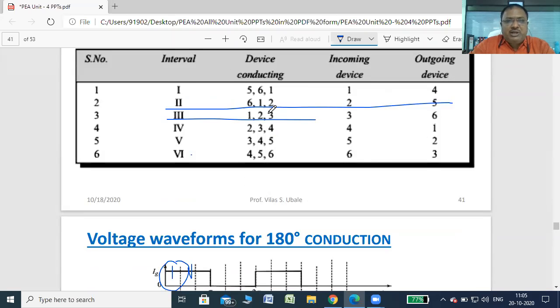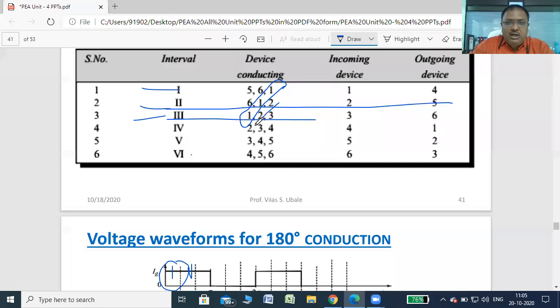So as per the table, 561, then 612, 1, 2, 3. You can check here. Device 1 is on for 180, right? The first interval for 60, second interval for 60, and third interval for 60. So device 1 is on for 180. That's why it is called the 180 conduction mode. So device 1 is on in intervals 1, 2, and 3.